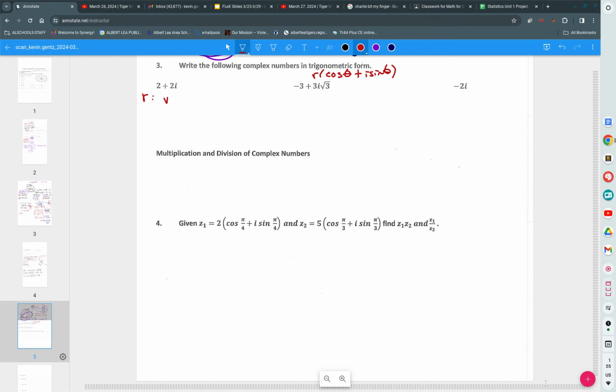For r, I do the square root of what? a squared plus b squared, so it's going to be 4 plus 4. Now I get the square root of 8, which is 2 roots of 2. That was pretty nice, wasn't it? Yes. Now let's find theta. We just set up tangent of theta is equal to what? What is b over a? 2 over 2, which is 1.